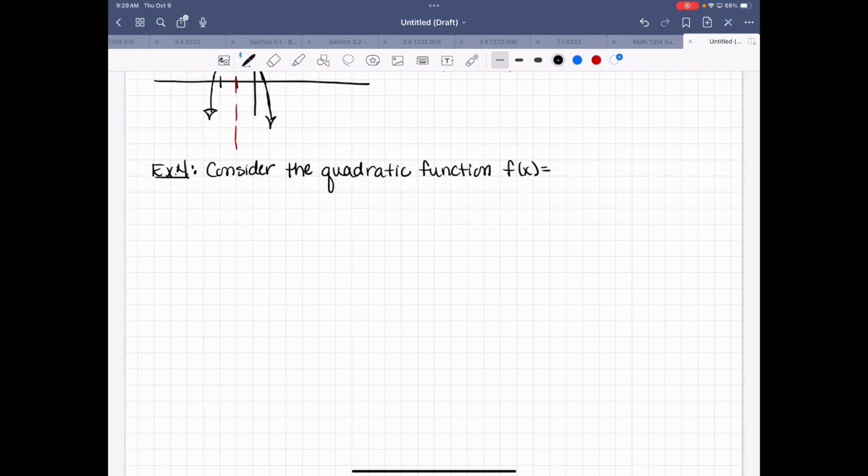Consider the quadratic function f of x equals -3x squared plus 6x minus 13.